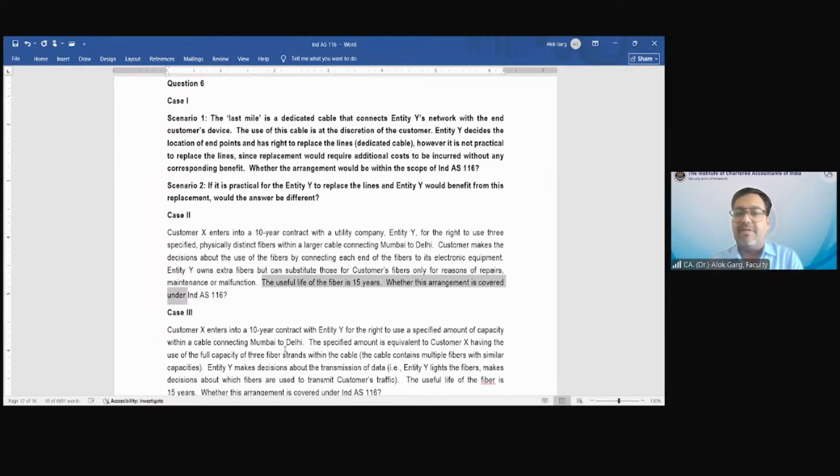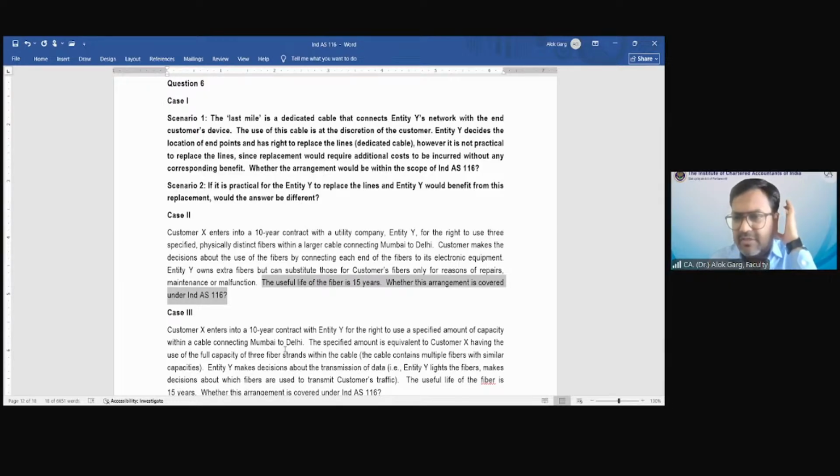The useful life of the fiber is 15 years. Whether this arrangement is covered under Ind AS 116, tell me. Is it an identified asset? Yes, sir, it is an identified asset, because the customer has the direction of how and for what purpose the asset is used.